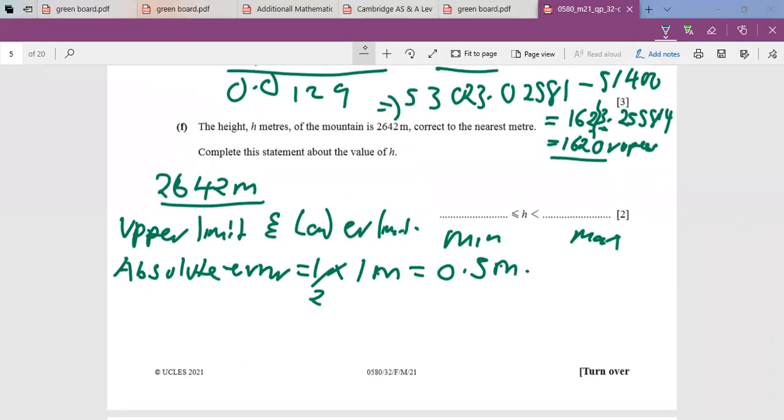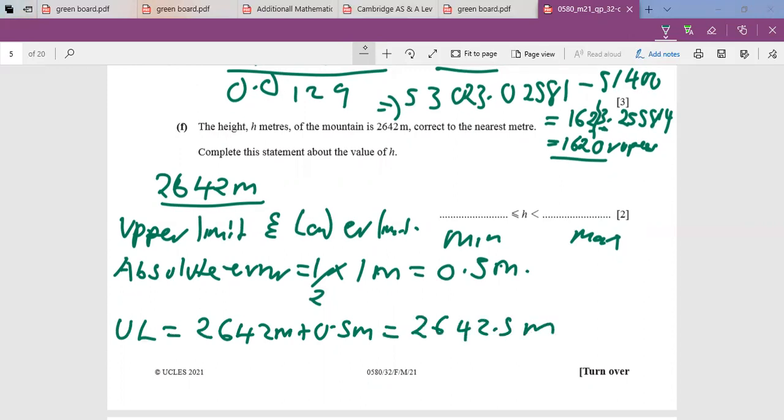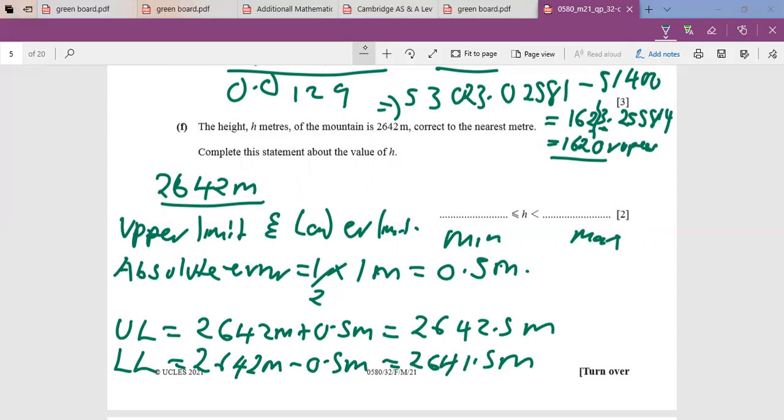To find the upper limit, you're going to say 2642 meters plus 0.5 meters. What do we get? We get 2642.5 meters. Then we need to get the lower limit: 2642 meters minus 0.5 meters. We get 2641.5 meters. So these are our limits. Here I'll put my lower limit, which is 2641.5 meters. Here I'll put 2642.5 meters. Then we are done with that one.